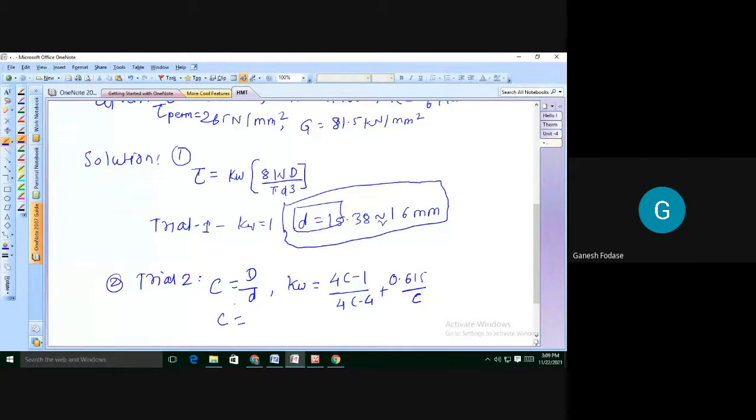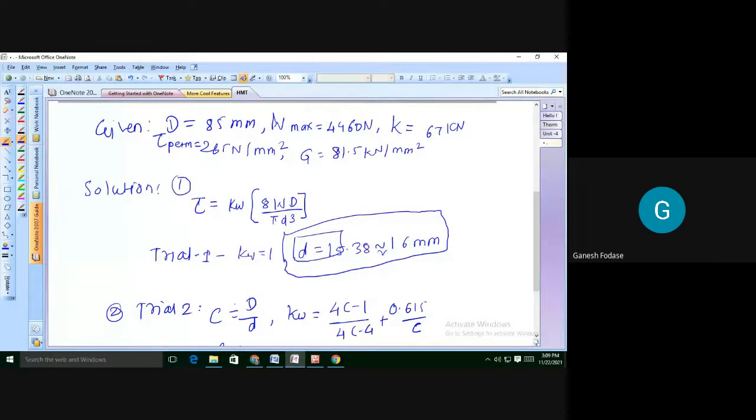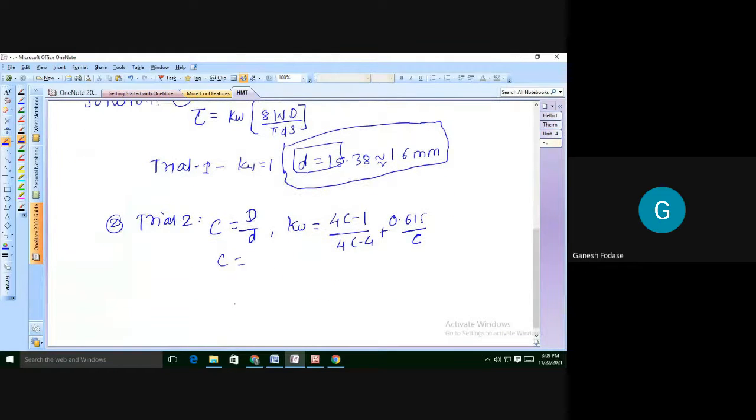Capital D is given to you and small d we just found out, that is 16 mm. How much capital D is? 85. D is 16. So tell me value of C. Value of C. And those who completed, write your answers in chat box. I will check that. How many of you are solving? Yes. Value of C is.